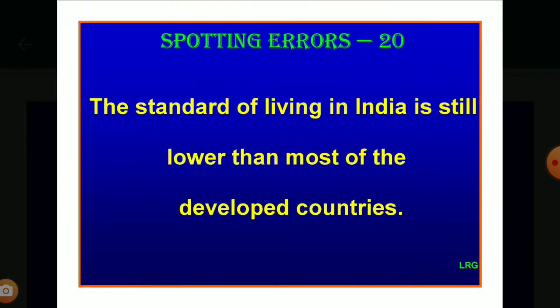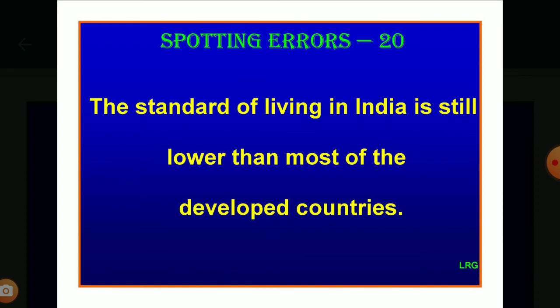Now, let's see this sentence for spotting the error. You can do it now since you have seen the examples. The standard of living in India is still lower than most of the developed countries. The phrase is the standard of living in India. The real subject is standard. That standard is compared with what? Developed countries. So the comparison is unequal.